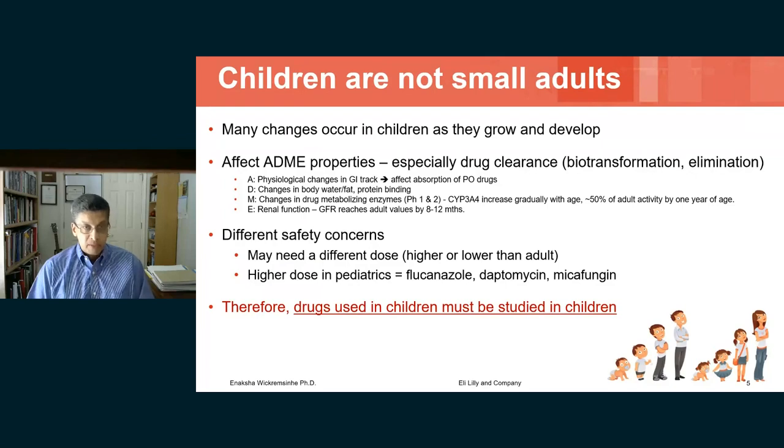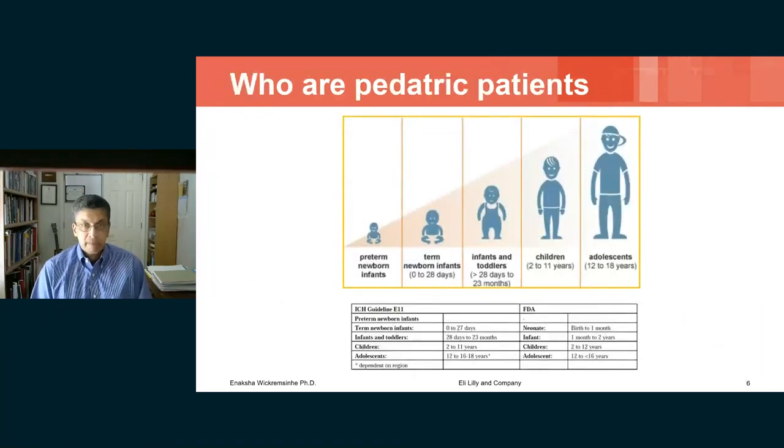So as you can understand from what I just stated, the children may need a different dose. It could be higher or it could be lower, right? And here are 3 examples where the dosage that's administered to patients is actually higher compared to the adult dose. So therefore, drugs used in children must be studied in children, right? Studying them in adults is not going to be a substitute.